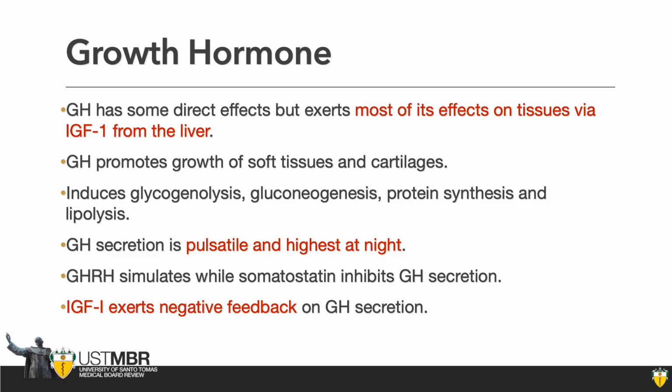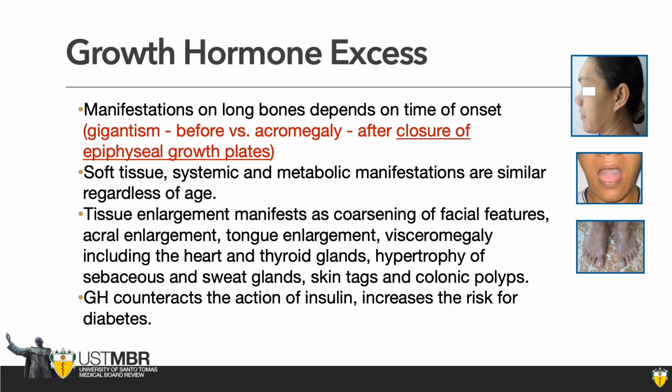IGF-1 produced by the liver has negative feedback on the anterior pituitary to prevent further growth hormone secretion. So let's talk about growth hormone excess. There are two terms, gigantism or acromegaly, depending on whether the epiphyseal growth plates are still open or not.